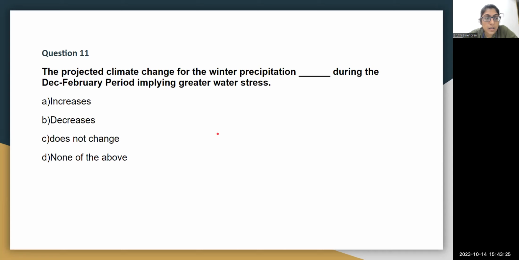Moving on, the projected climate change for the winter precipitation during the December-February period is implying greater water stress. So what is happening to the winter precipitation in the December-February period that is resulting in greater water stress? Is it increasing, decreasing, remaining the same, or none clear?